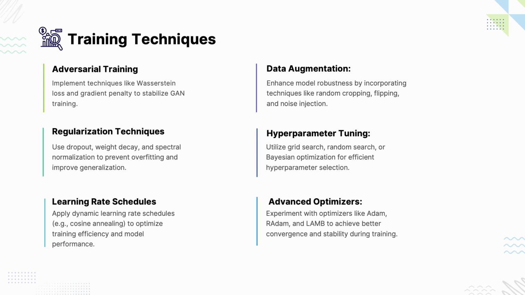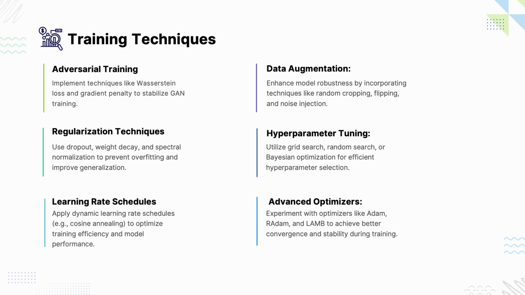Dynamic learning rate schedules such as cosine annealing are particularly used in generative AI training. These schedules adjust the learning rate over time, allowing the model to learn efficiently without overshooting or getting stuck in local minima. This results in faster convergence and better overall performance.